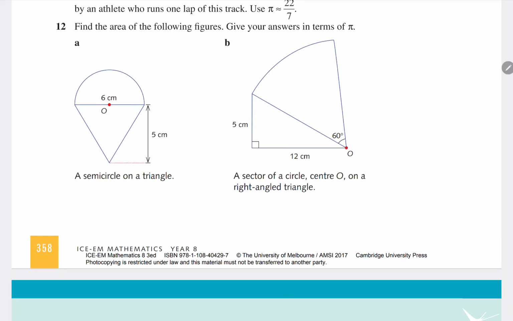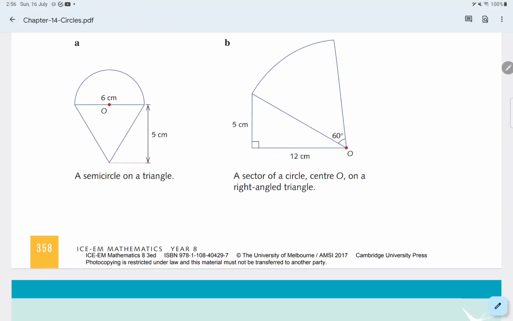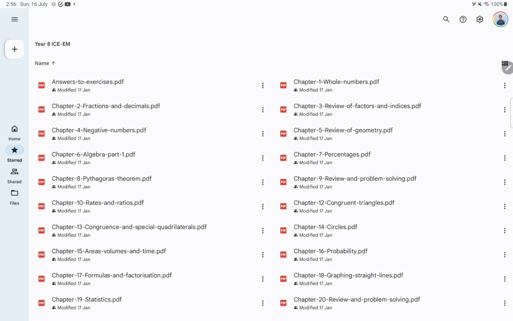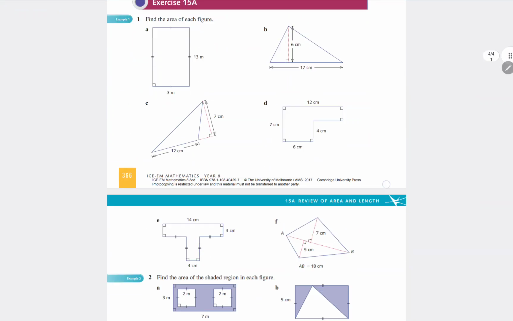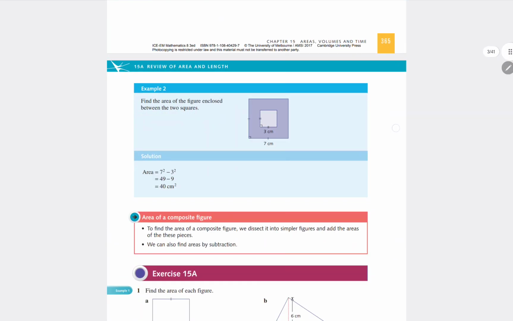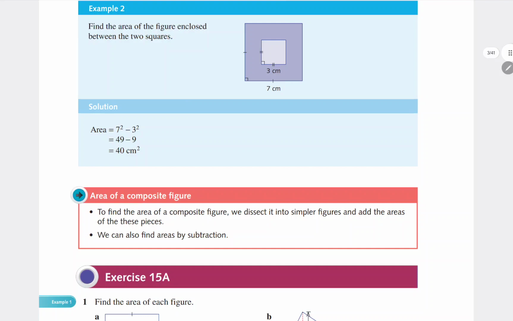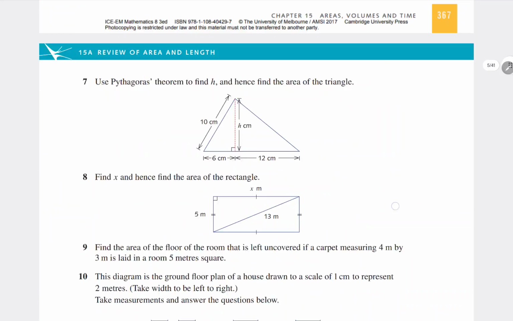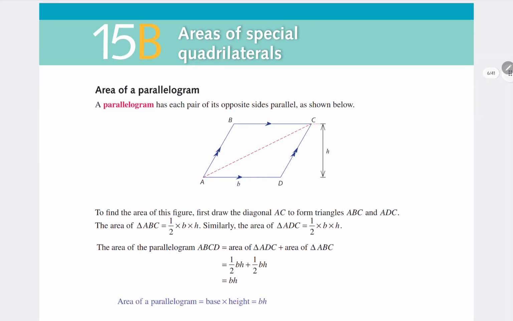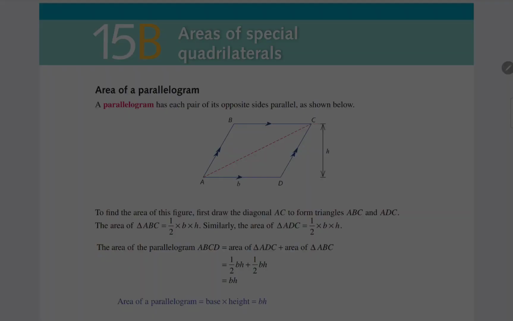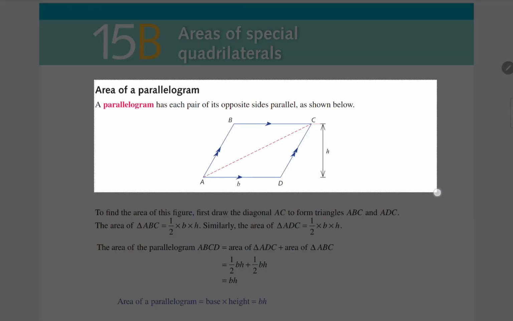Okay, good. So you got the gist of it. Now, given a couple minutes left, let me go through the chapter for areas, so I can get you past 15A. Okay, 15A, let's see. Composite figures, that's easy stuff. 15B. Okay, areas of special quadrilaterals. Alright, is this the one that you struggle a little bit with? Yeah. Okay, alright. So first is this one here.